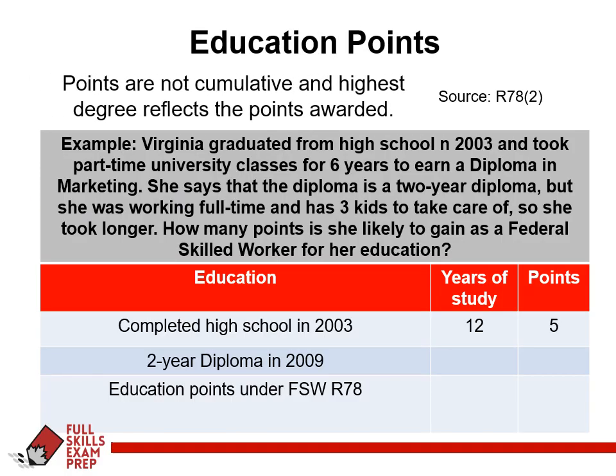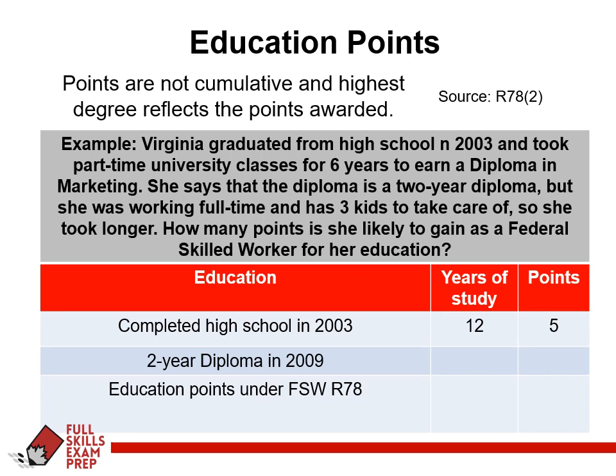So when you're looking at education, this is very similar to the self-employed stream that we saw before, but this actually relates to all the immigration streams, really. Remember that if a person has more than one degree or more than one certification, etc., those points aren't cumulative. So the highest degree, remember that degree has to be ECA verified. So the highest degree reflects the points awarded. Now we have an example over here for you.